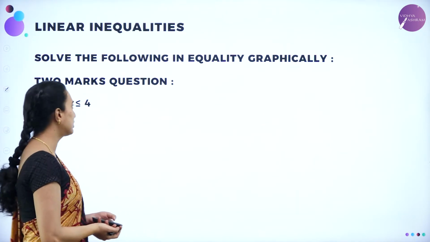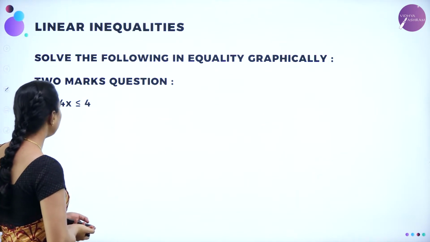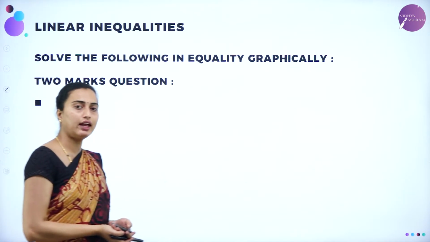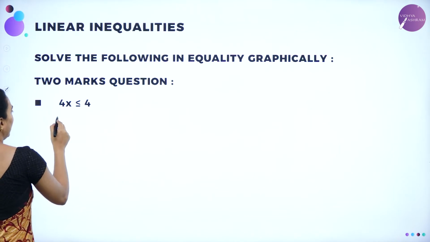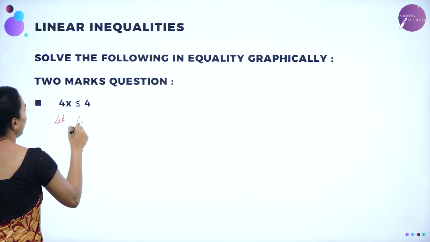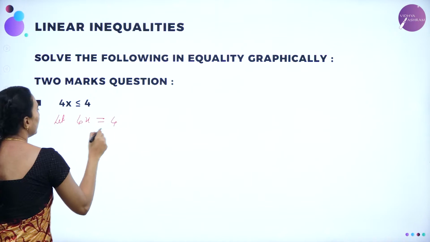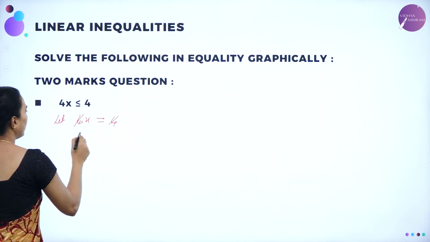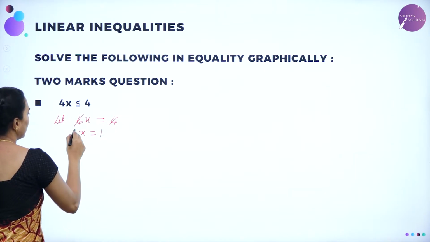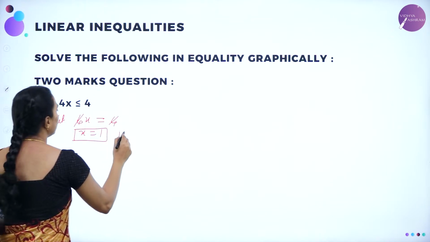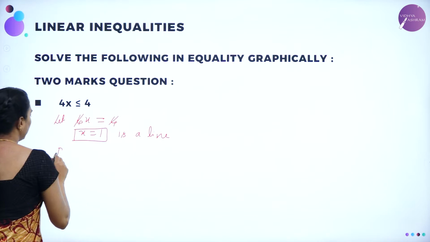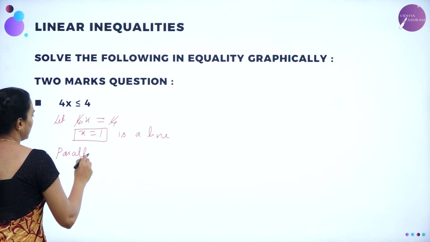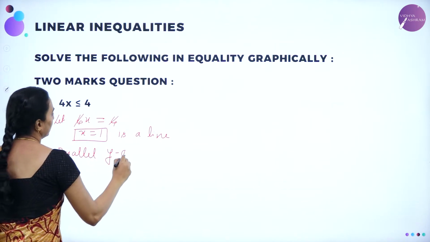We'll move on to the next problem they have asked. 4x is lesser than or equal to 4. So let me take this one as, let 4x is equal to 4. If I solve this one, 4 will go, so x is equal to 1. What is x is equal to 1? It is a line parallel to, yes, the y-axis.